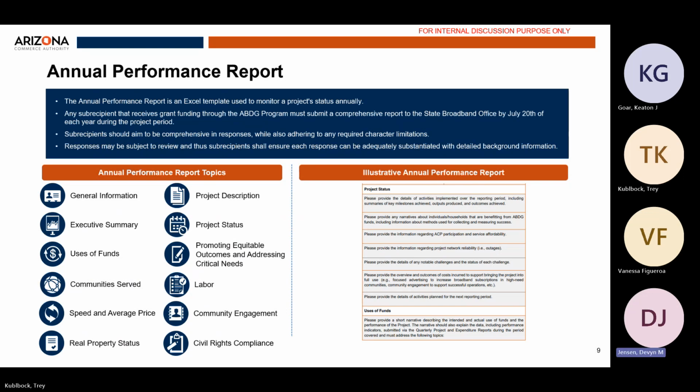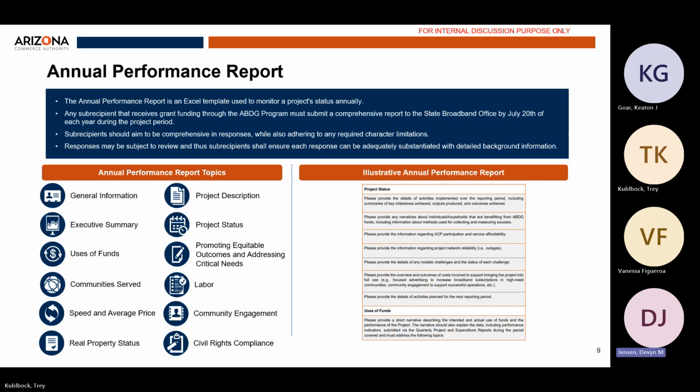The form will require the subrecipients to complete all of these categories in the forms, such as general information, project description, executive summary information, project status, uses of funds, promoting equitable outcomes, community served, labor, speed and average price, community engagement, real property status, and civil rights compliance.